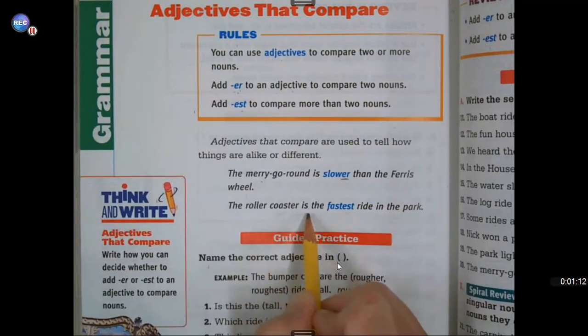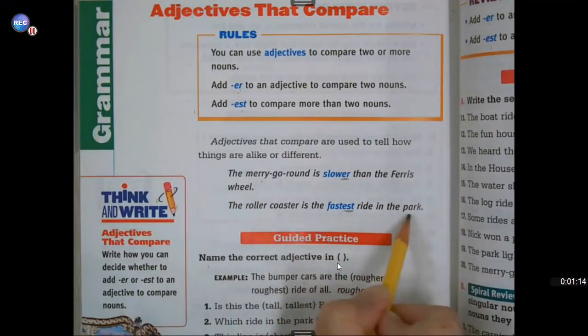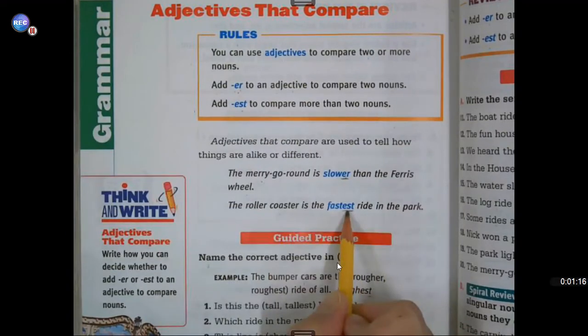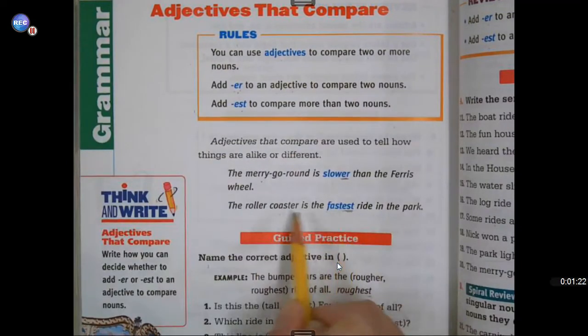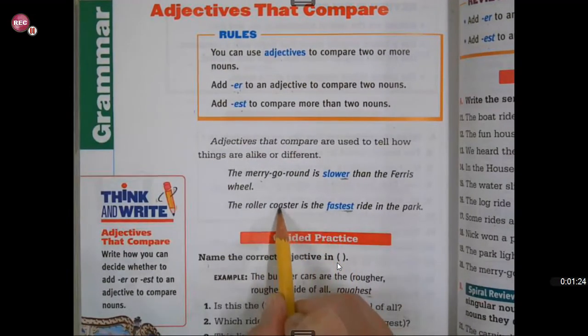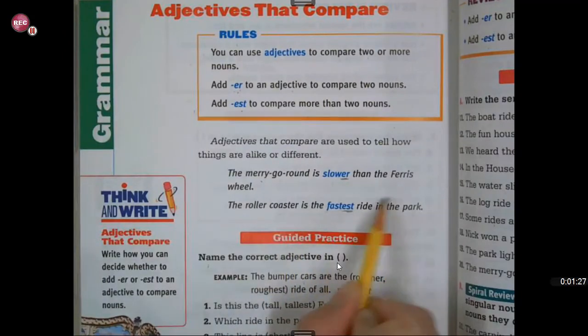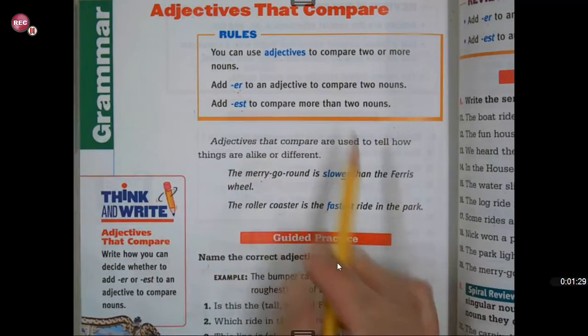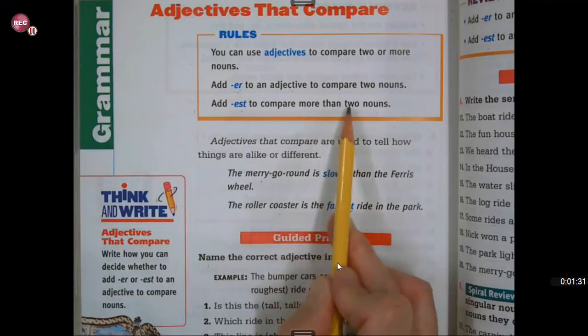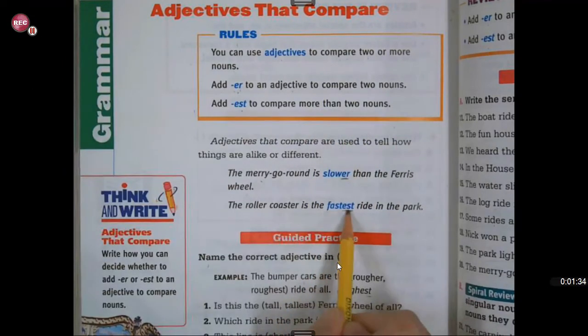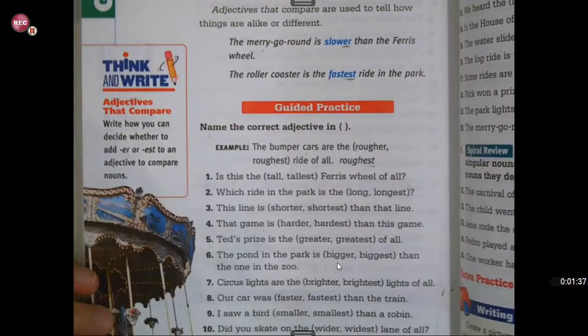The roller coaster is the fastest ride in the park. Notice how fastest ends with an EST. Fast is our adjective, but we're comparing it using EST because we're comparing the roller coaster to all of the other rides in the park, which would mean we're comparing more than two nouns. So we added EST.